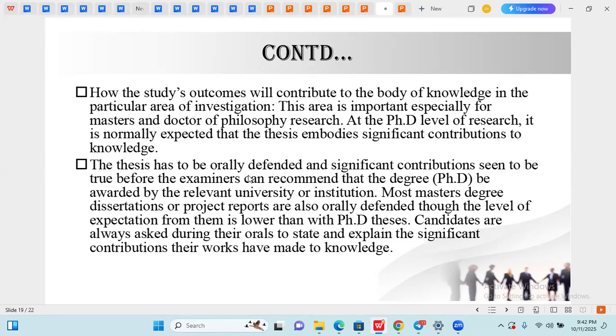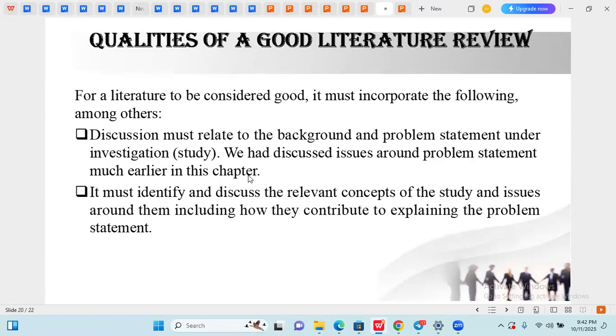So this area is important, especially for master's and doctor of philosophy research. At the PhD level, it is normally expected that the thesis embodies significant contributions to knowledge. Are you with me? So it's very important you know how to deal with the significance of the study. We will end up soon. All right.